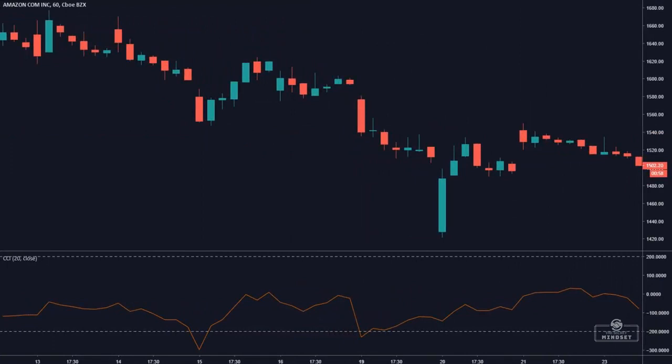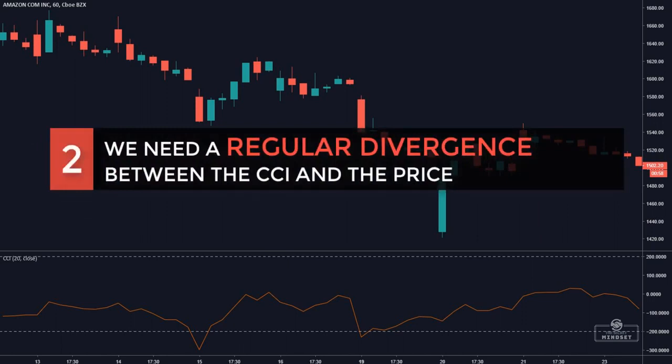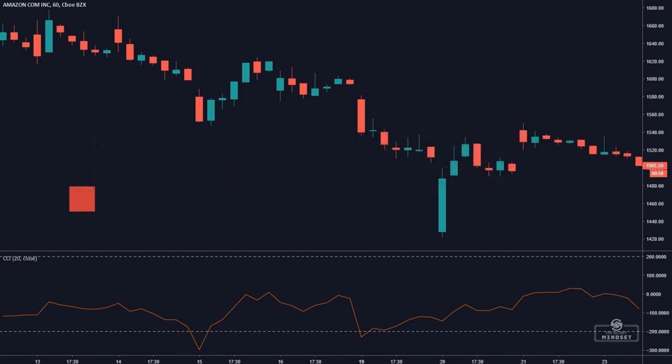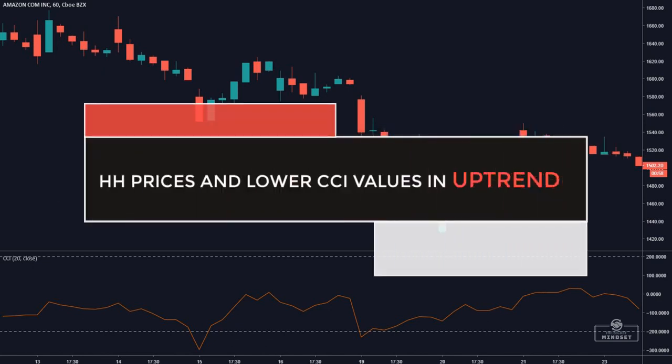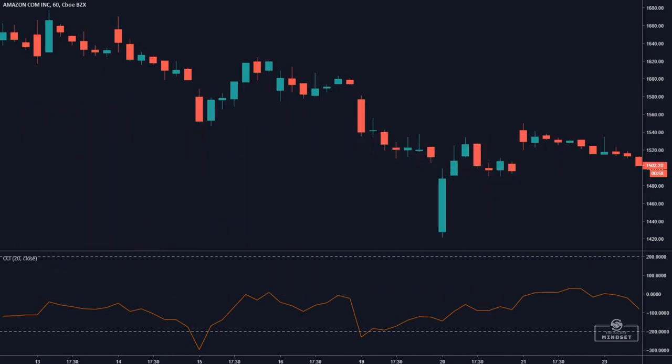But this isn't enough. We need something else to happen on our charts. Here's our second condition. We need a regular divergence between the CCI and the price. A regular divergence is characterized by higher high prices and lower CCI indicator values during an uptrend, and lower low prices plus higher CCI values during a downtrend.